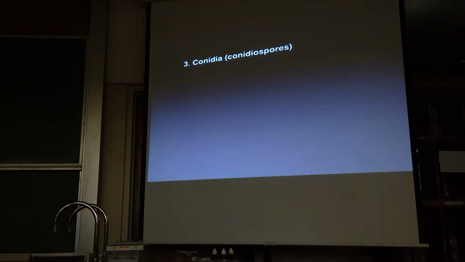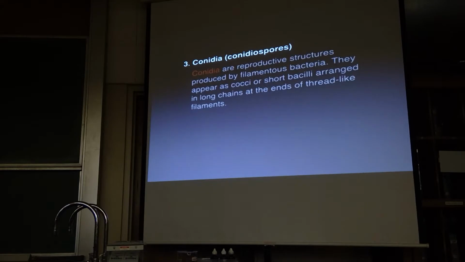Now, conidia. This is the spore type that is a reproductive structure. These things are called conidiospores or conidia. The root word is conus, which means dust. These are tiny little structures. They're reproductive structures, and they're only produced by a certain group of bacteria that have a filamentous morphology. So these bacteria form not cocci or bacilli. Their cells are long strings. They look more like spaghetti than anything else. And at the ends of these long strands of spaghetti-like cells, there will be a series of small units. They can be cocci in shape or they can be bacilli in shape, and these are conidia.